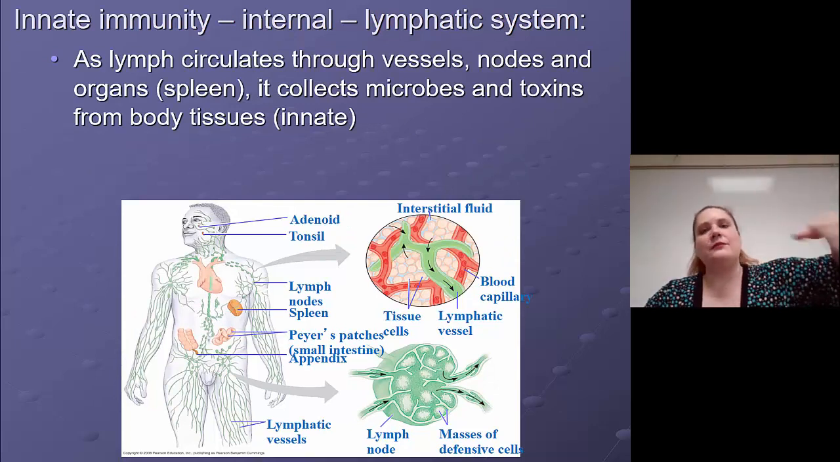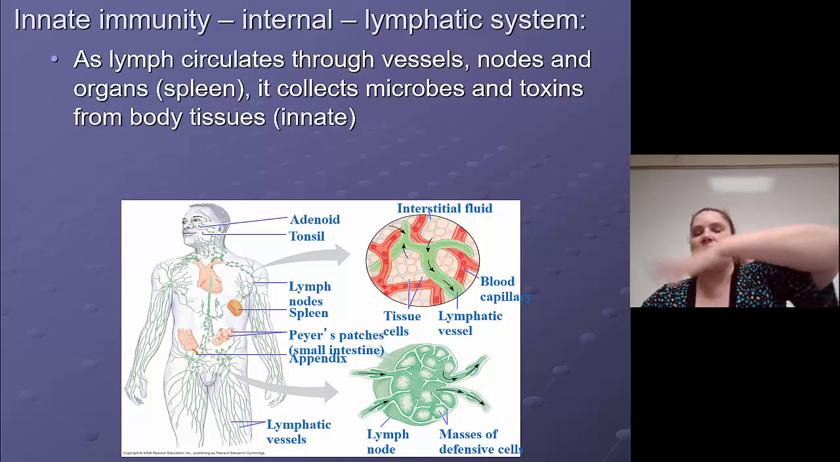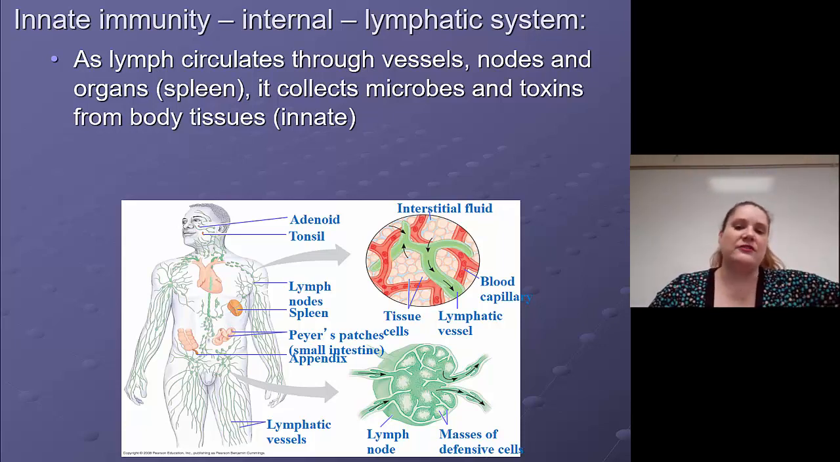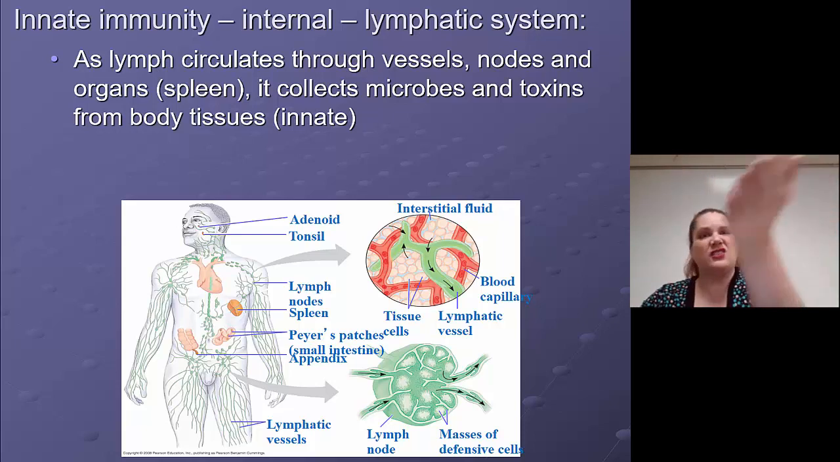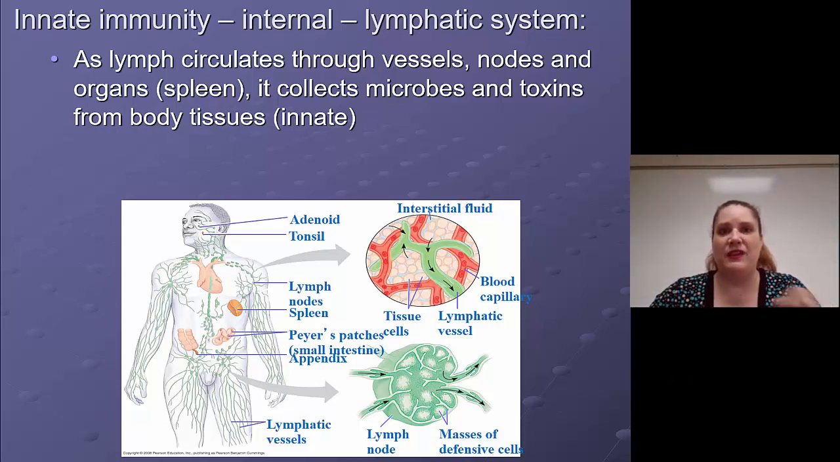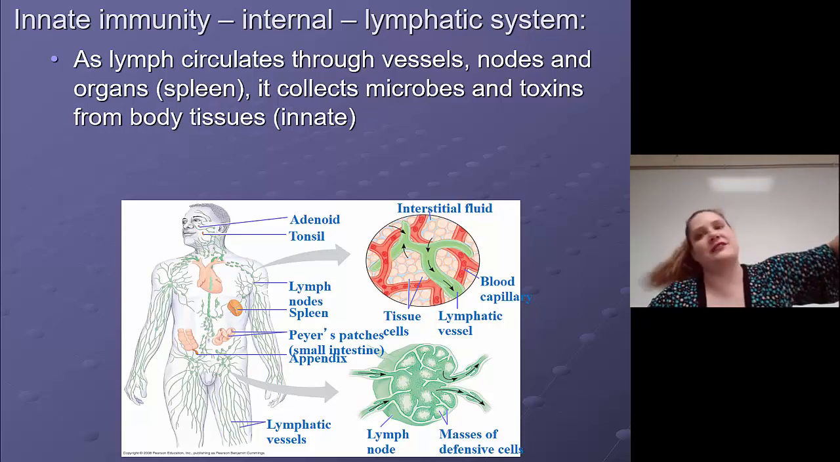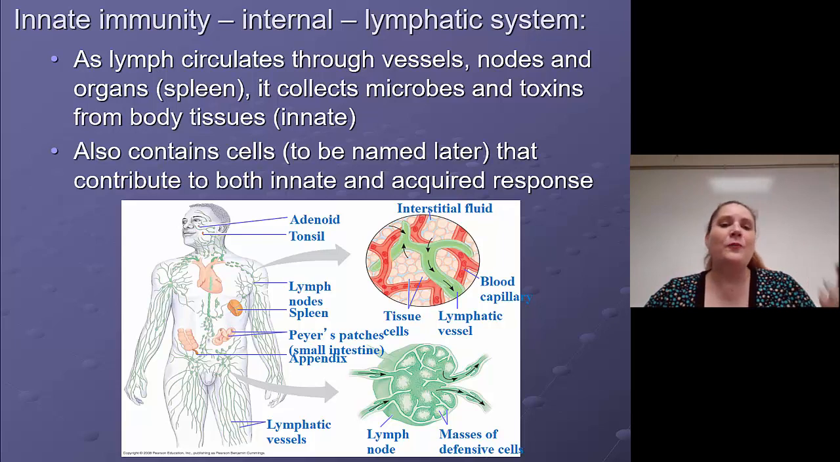So what happens is that lymph is going to circulate through the vessels. It's going to go through the nodes. It's going to go past all the various organs like your spleen and your adenoids and your tonsils and all of these other things. And it's going to collect the microbes and the toxins. So it's just going to scoot by and it's going to grab all that stuff that's not supposed to be there. Kind of like a little garbage man, but it's like a garbage man fluid. It's like your sewer, basically. So your sewer is going to grab all that stuff, take it where it needs to go.